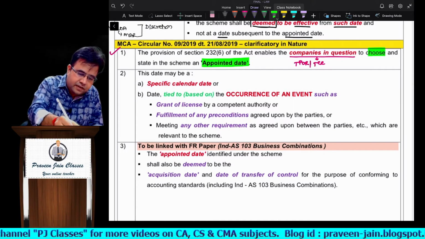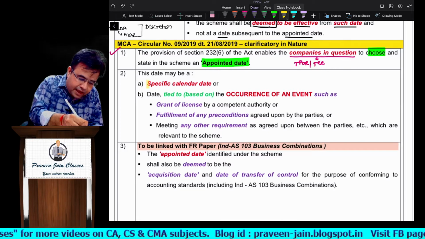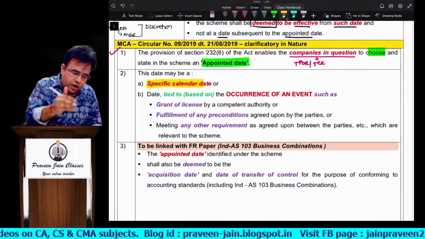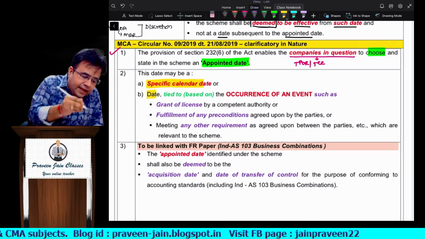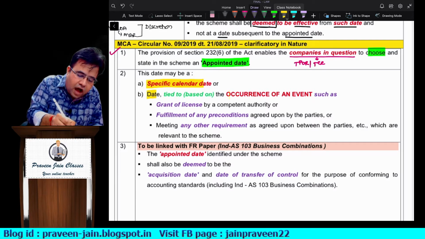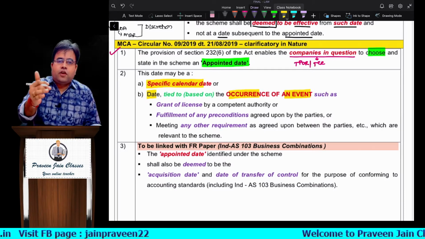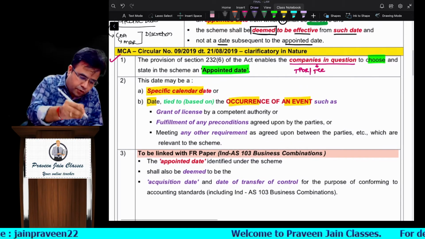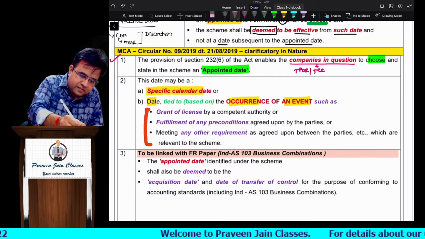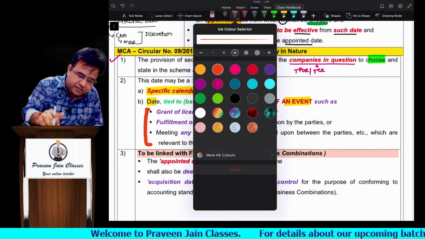Next point they are saying, sir, the appointed date can be a specific calendar date, or the appointed date can be a date which is tied to occurrence of a particular event. Tied to, meaning what, sir? It is based on a particular event, sir. Okay, very good. Now these points I will discuss subsequently.